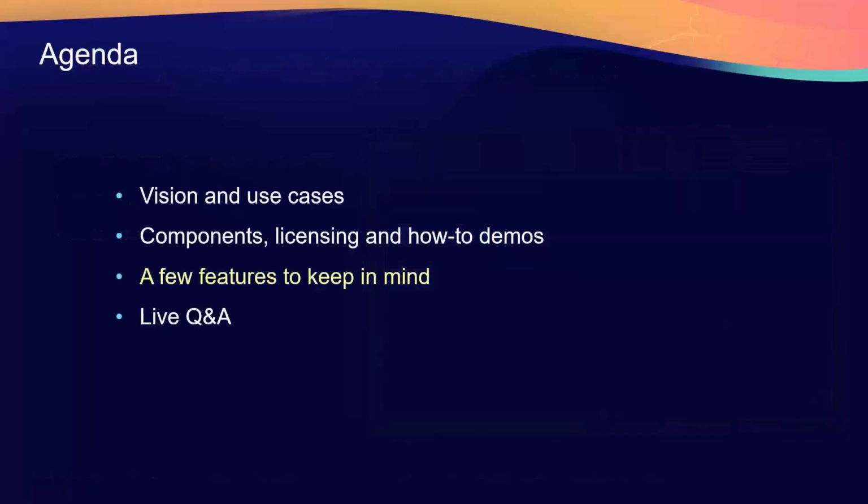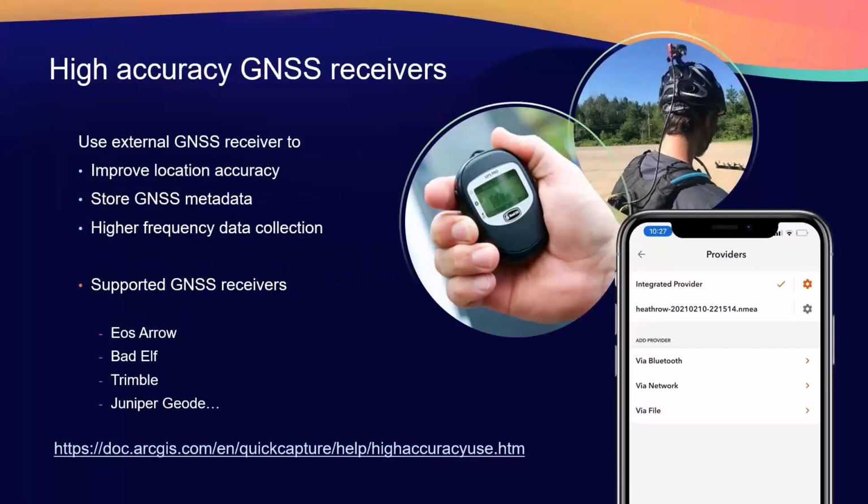What else? A few extra features that I want you to be aware of. One is, of course, you can combine QuickCapture with external GNSS receivers. I have one right here, right? You can use, for example, this type of device and improve the location accuracy of the information you are collecting. Plus, the device variables are going to help you extract all the GNSS metadata from this device.